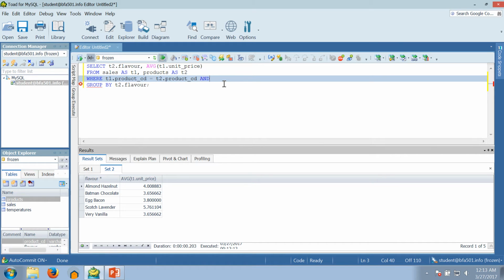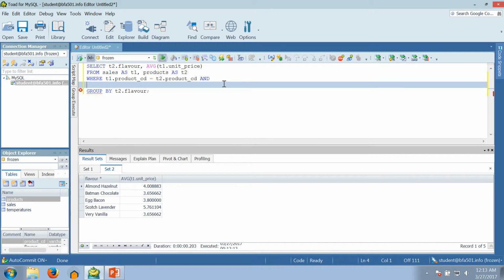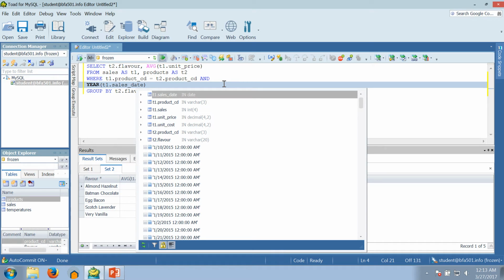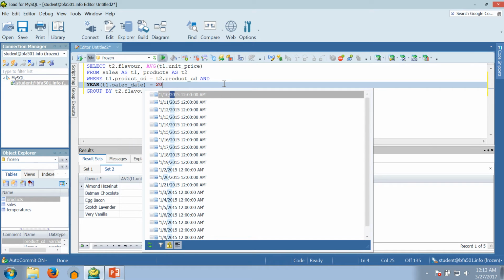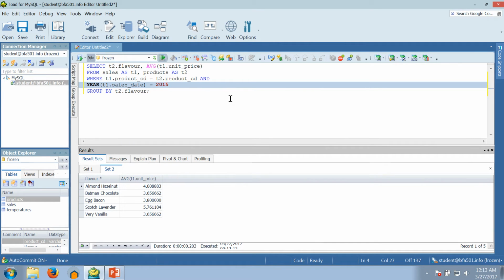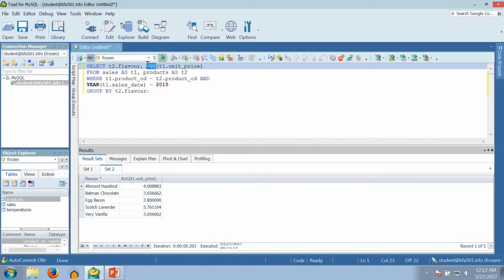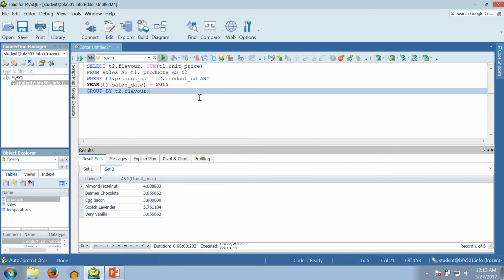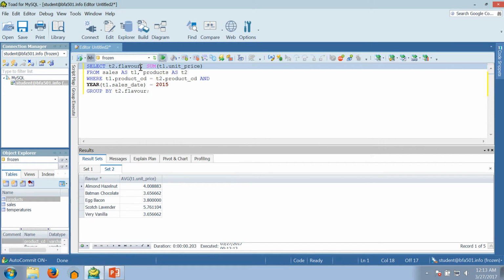So it means that in the where clause we have to put another filtering, which is the year of the T1.sales date. Sales date is gonna be 2015. Okay, and then we want to see the total unit price. So instead of using average, we use sum. Let's execute this one. There we go. Okay, this is the data.